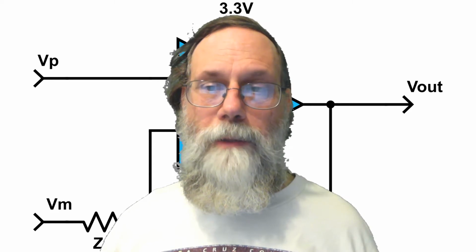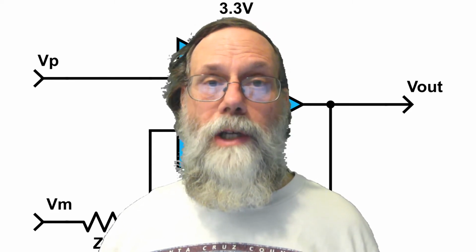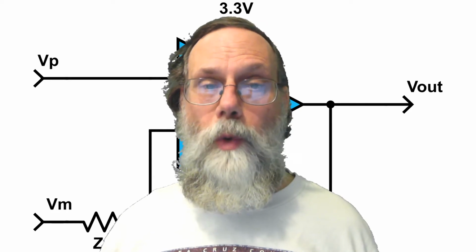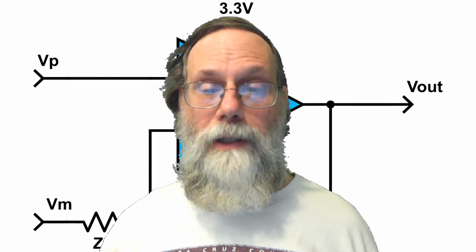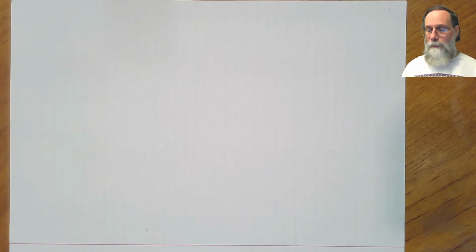This video is about triangle wave oscillators. It corresponds to section 36.2 of Applied Analog Electronics. We've seen an oscillator once before.